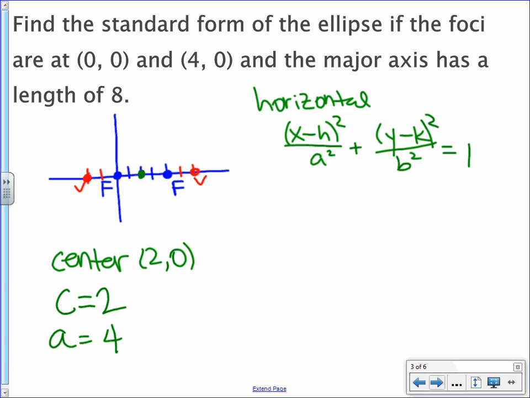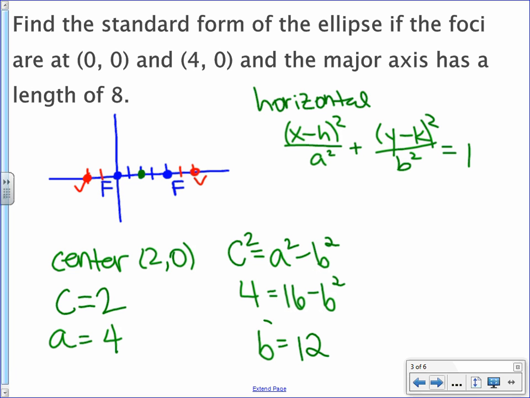Okay. Are we ready to write our standard form equation? What do we need? We need B. All right. We know that C squared is A squared minus B squared. We know C is 2, so C squared is 4. We know A is 4, so A squared is 16. What does that make B squared? B squared would be 12, right?